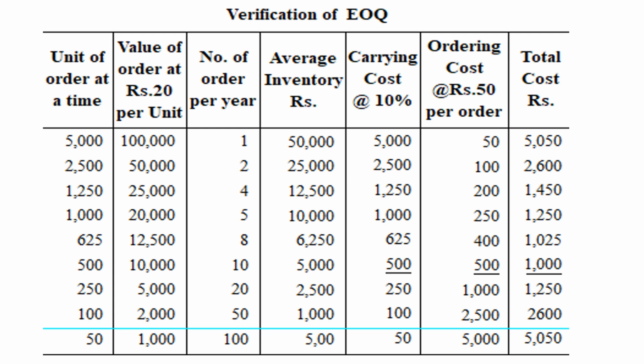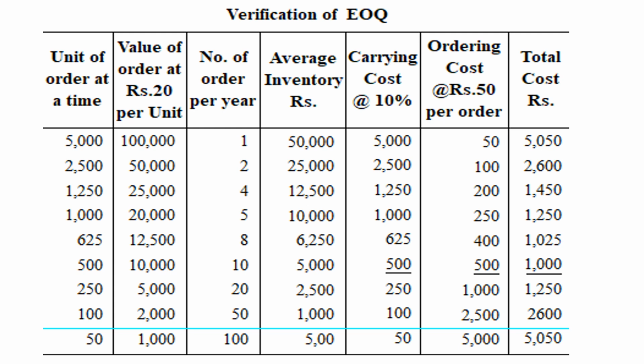A 7-column table should be prepared. In the first column, units ordered. In the second column, the first column multiplied by 20 is written. The third column is the number of orders. It is calculated as 5,000 divided by the values in the first column. Fourth column values are calculated by dividing the values of the second column by 2.